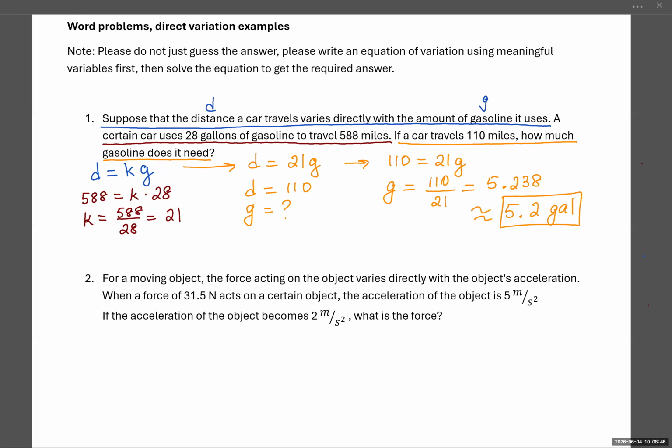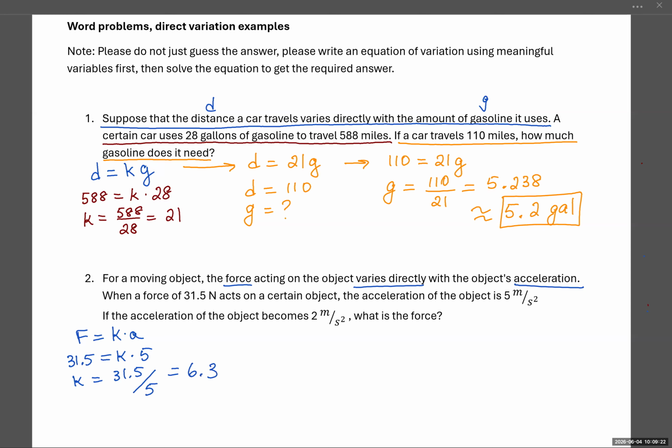All right, number 2. For a moving object, the force acting on an object varies directly with the object's acceleration. So force and acceleration varies directly. F for force equals K times acceleration, A. When the force is 31.5 newtons, the acceleration is 5. So K would be 31.5 divided by 5, which is 6.3.